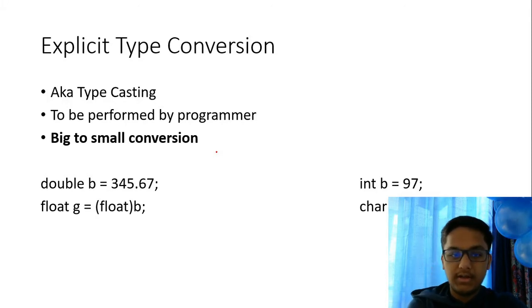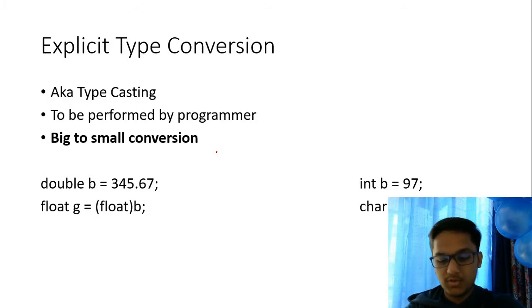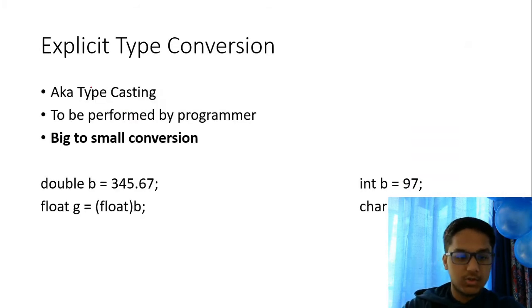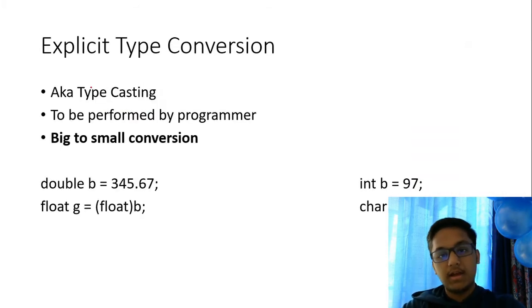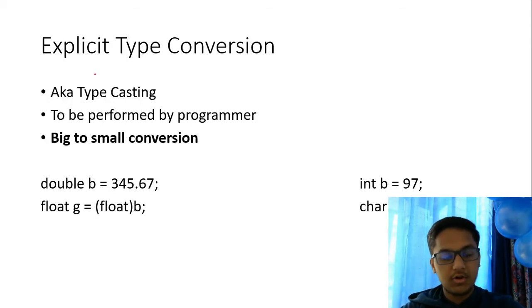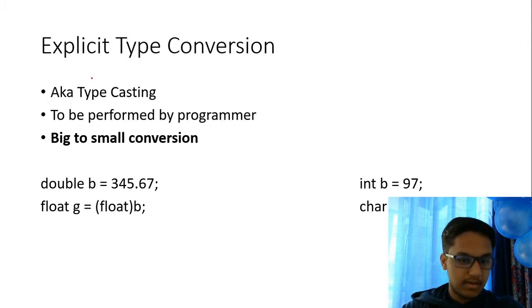Implicit is from a smaller data type to a larger data type, but explicit conversion is from a larger data type to a smaller data type. An example would be to convert from double to, let's say, int, from float to char, long to byte. This is what explicit type conversion is, larger to smaller data type, and the programmer has to do it on their own. Now, there are some disadvantages of explicit type conversion, which I'll be covering in the next slide, but first we'll look at some examples.